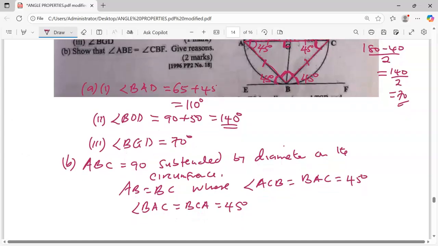And since, therefore, we can argue that angle ABE is equal to CBF, and this one is going to be 45 degrees. Reason: these are angles in alternate segment.